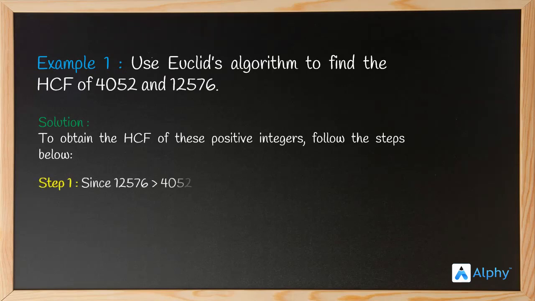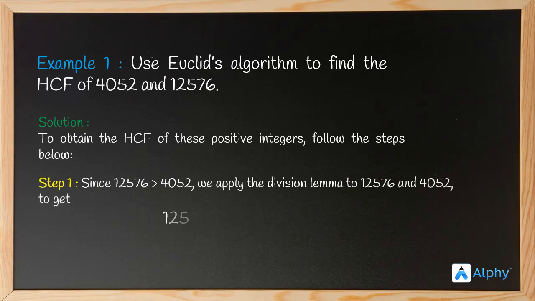Step number 1. Since 12576 is greater than 4052, we apply the lemma to 12576 and 4052 to get this equation. So here we have 12576 is equal to 4052 into 3 plus 420. So this is the dividend, this is the divisor, this is the quotient, and this is the remainder. Let's see how we are going to solve this question.